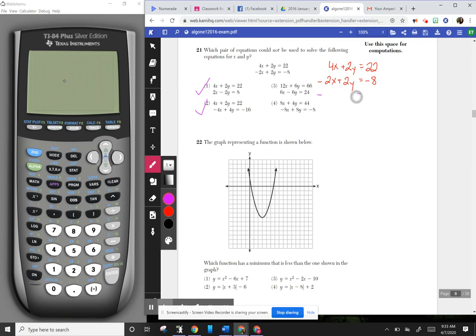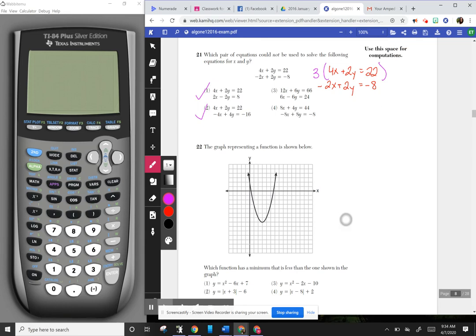All right, we're going to move on to 3 now. So in this one, actually both of our equations are different. For the top one, we had 4, 2, and 22. Now we have 12, 6, and 66. And for the bottom, we had -2, 2, and -8. Now we have 6, -6, and positive 24. So let's start with the top. We have a 4, but it became 12. So what do we have to multiply 4 by to get 12? We have to multiply it by 3.